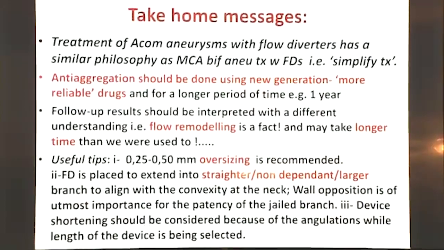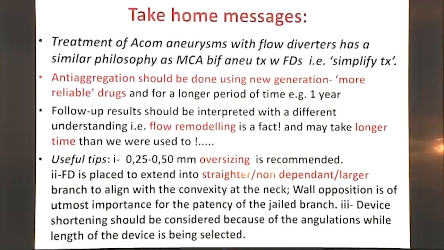Some useful tips: we oversize 1/4 millimeter or 1/2 millimeter, and we choose the straighter, non-dependent or larger branch to place our flow diverter. Flow position is very important. If you are not happy with it, I would recommend doing a balloon angioplasty so that it would oppose well, to avoid thromboembolic complications and for the patency of the jailed branch.